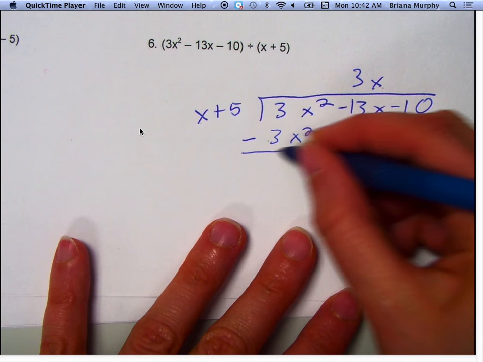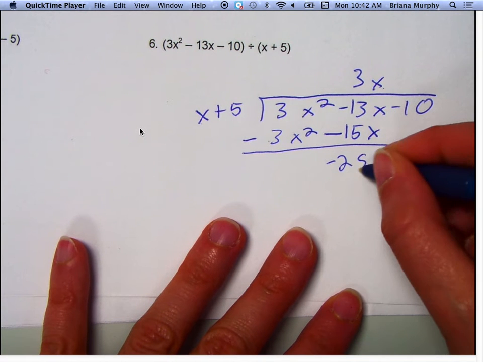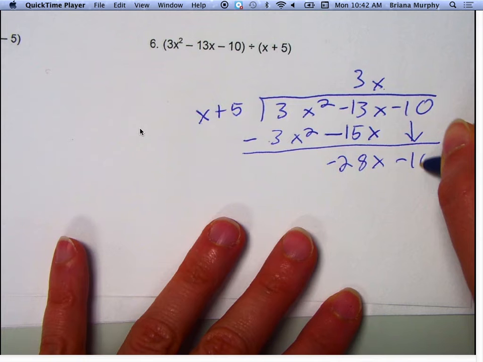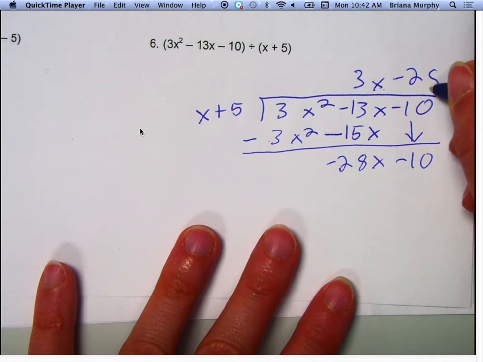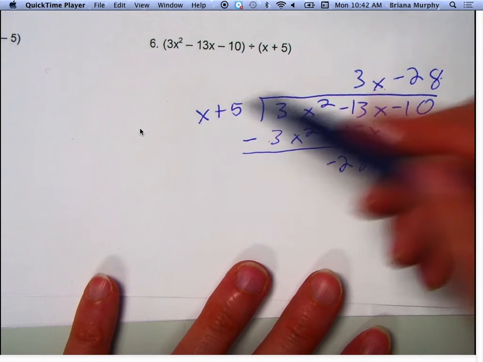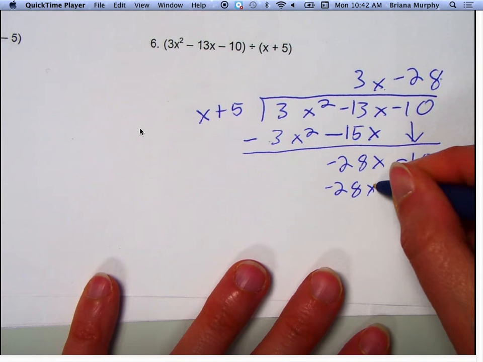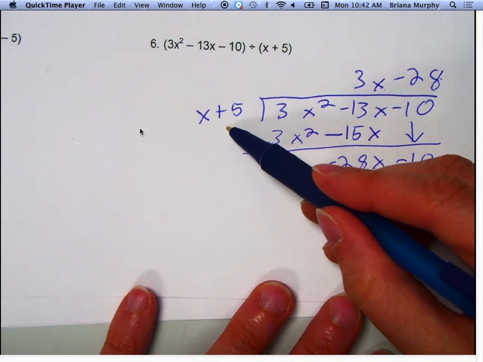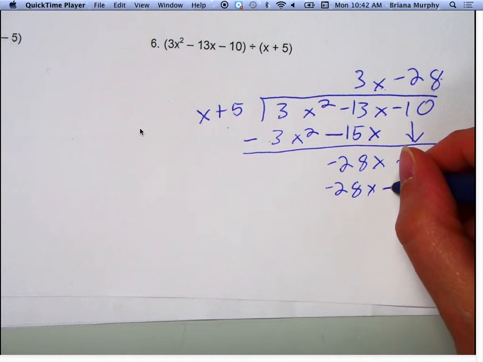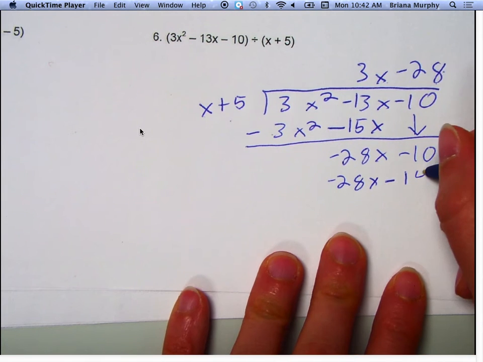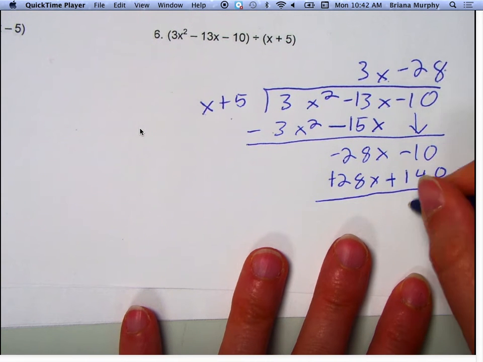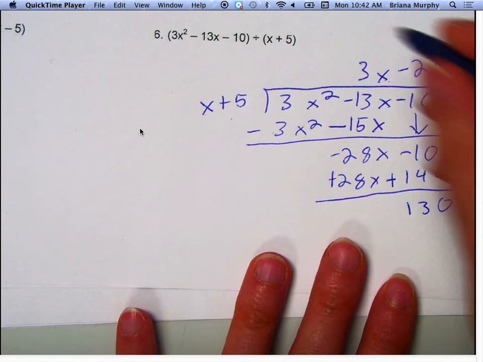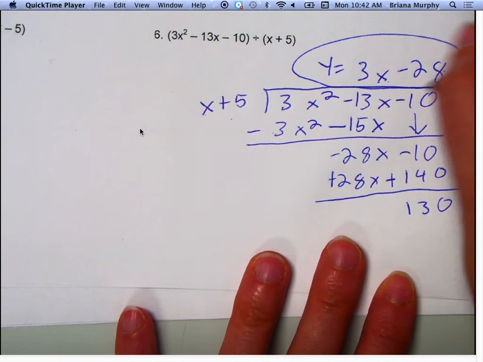So now I add straight down, and I get negative 28x, and I bring down my negative 10. x times what gives me negative 28x? Negative 28 times x is negative 28x. Negative 28 times a positive 5 is negative 140. Remember, I change the signs and add together. I get a remainder of 130, but that doesn't matter because this right here is my oblique asymptote.